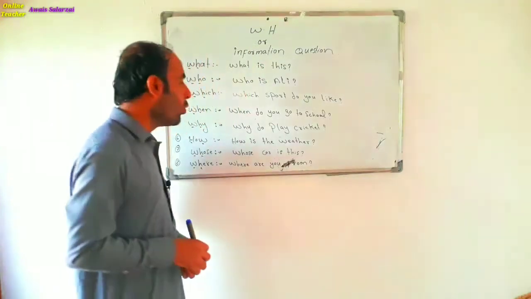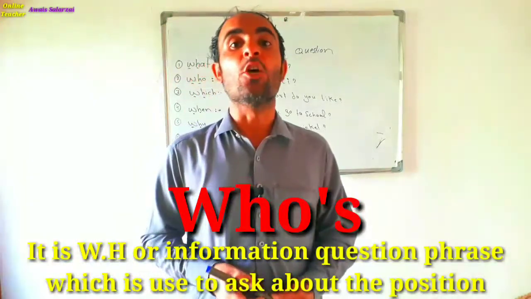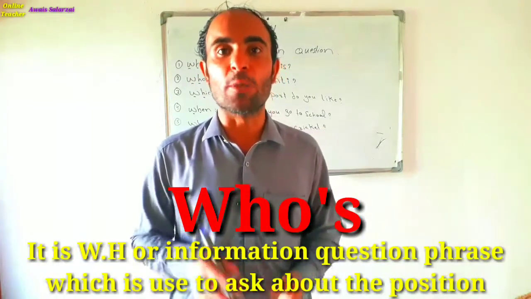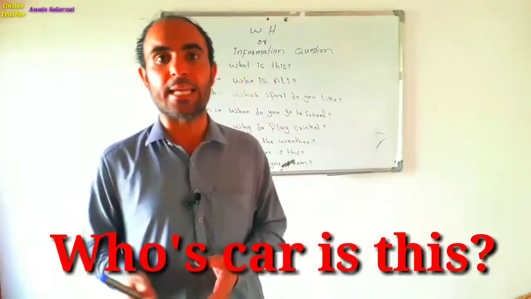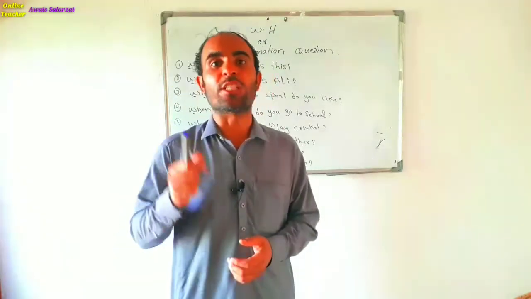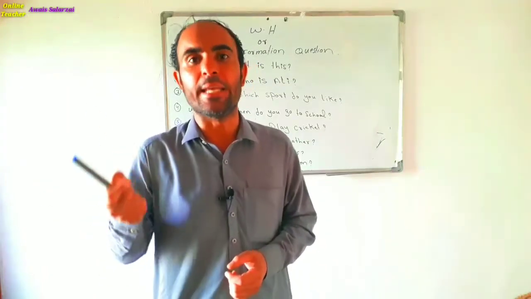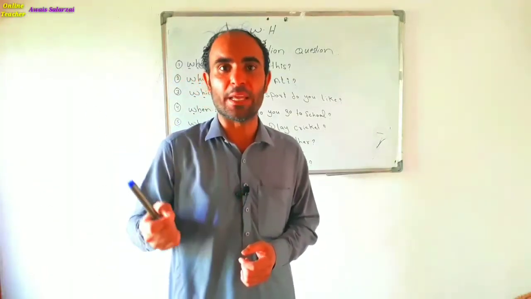Next we have whose. It is also a WH information question phrase which is used to ask about possession. Whose car is this? But whenever you are going to respond to whose, you will place apostrophe s. It is Ali's. Apostrophe s.